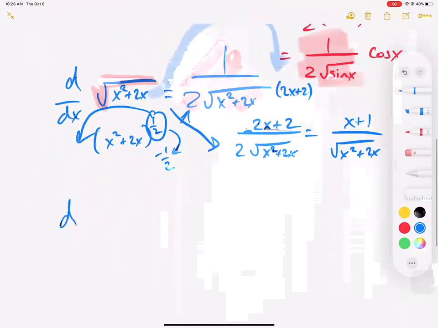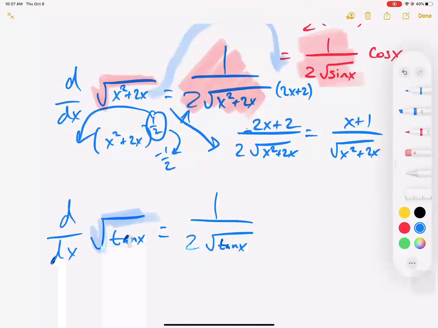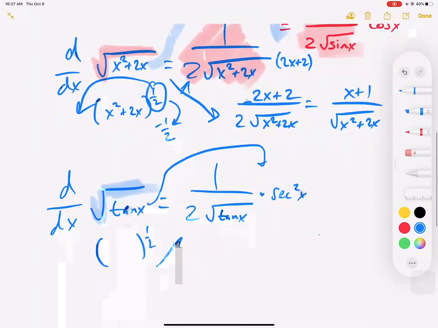Okay, let's do another problem. d over dx of the square root of tangent x. What's the setup? Automatically, I'm going to write 1 over 2 square root of tangent x. That's the derivative of the square root, because that's a 1/2 power. That's the outer shell, multiplied by the chain rule, secant squared x. Oh, that looks like a heart. Oh, how did I do that?